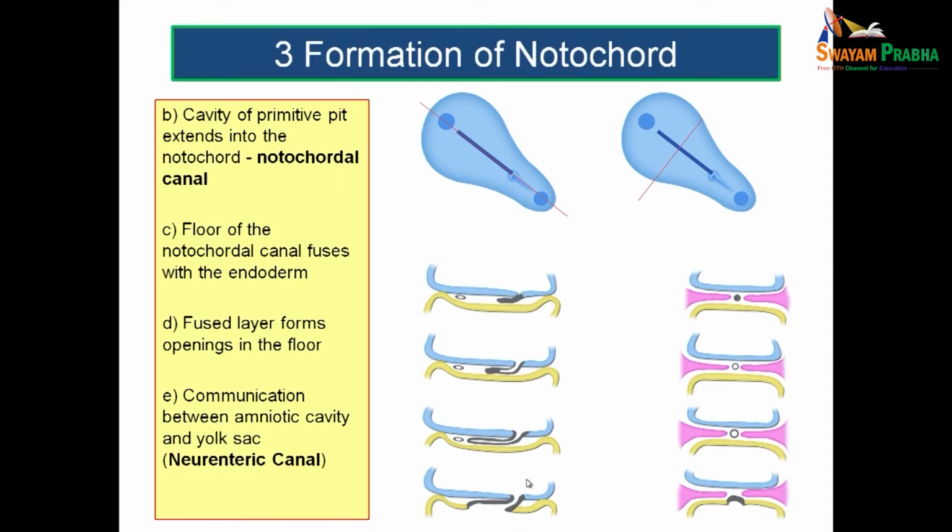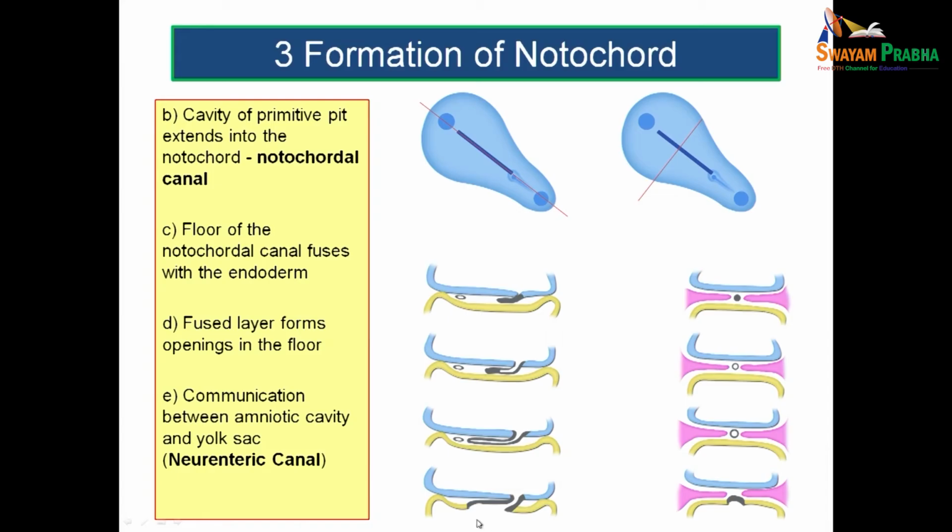So this canal is known as the neuroenteric canal. Neuroenteric canal. So, first we had the notochordal process, which is just a solid cord of cells. Since the primitive pit is extending into it, this solid cord of cells is becoming converted into a canal. So, that is known as the notochordal canal. Now, the canal descends down and fuses with the endodermal layer, and later the floor just disappears, so that a communication is made between the two major cavities, the amniotic cavity and the yolk sac. So, this newly formed canal is known as the neuroenteric canal.